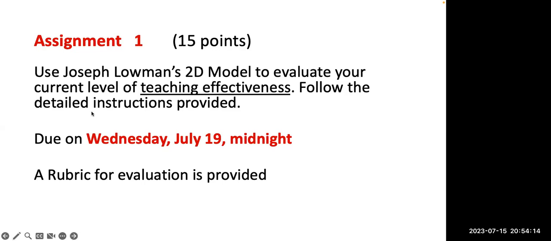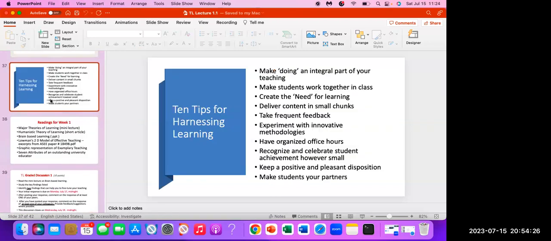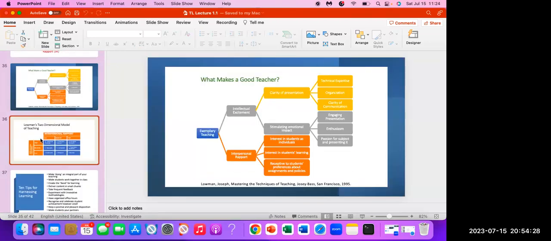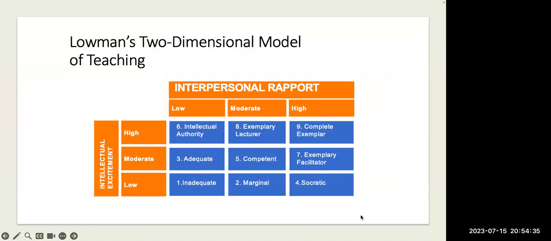I think what I'm going to do is go on to this slide. So we talked about Joseph Lohmann's 2D model. The 2D means 2 dimensions.